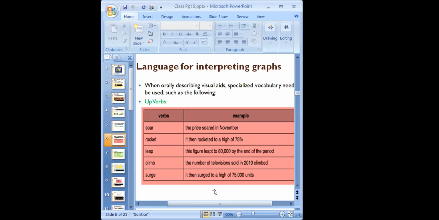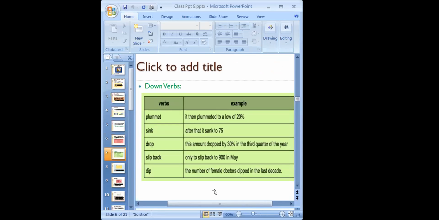Okay, so up verbs, then we talked about down verbs, slip back and dip, right? So dipping is also like you can say, for example, I dipped a piece of bread into my soup and ate it.